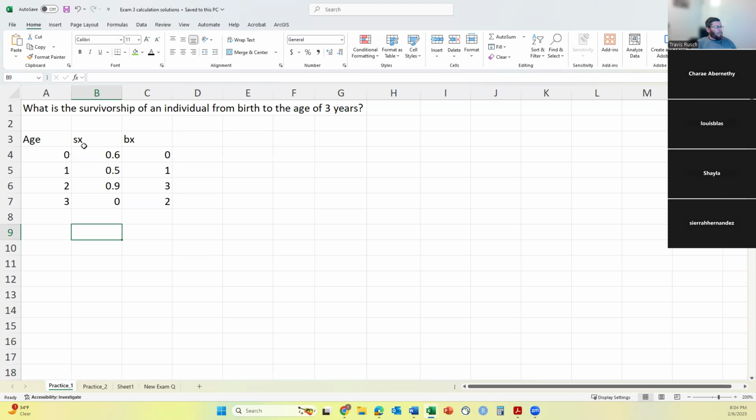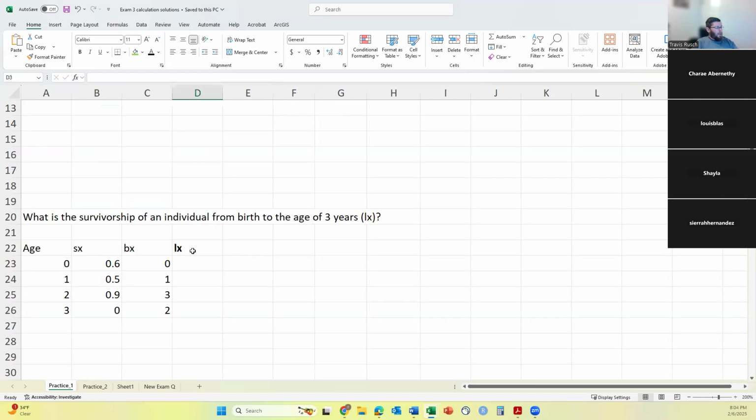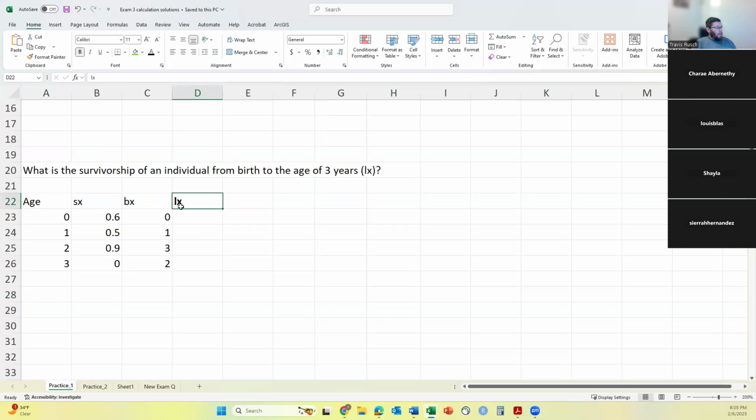We have S of X, which is survival rate. We have B of X, which is fecundity. But aren't we missing survivorship, L of X, right? So you need to recognize we're missing that, and you're going to have to add a new column, L of X. Having L of X and S of X will clear up the air a little bit on the previous page. How do we get L of X? How do we get these values?